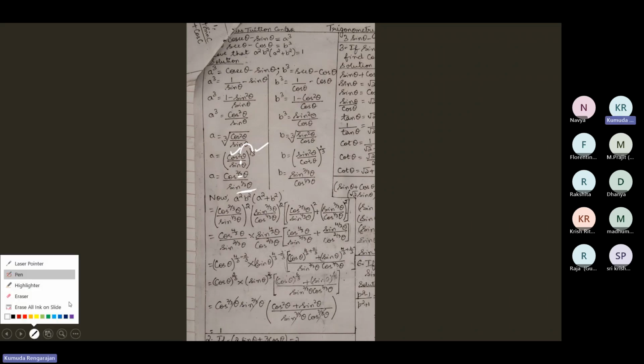Now this is sin theta. Sin theta to the power 1 by 3 is how you write it. The power 1 by 3 is to be applied to both the numerator and the denominator. So here the numerator will be 2 into 1 by 3, 2 by 3. The denominator sin theta has power 1, so 1 into 1 by 3 is 1 by 3. So sin theta to the power 1 by 3. Repeat the same thing for b. Now substitute.